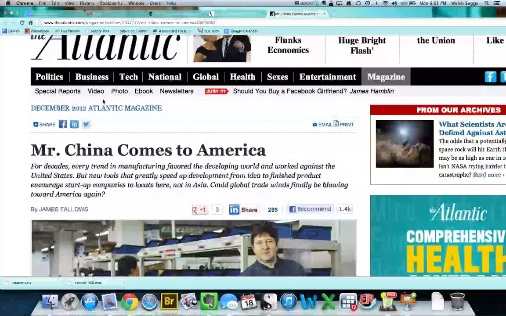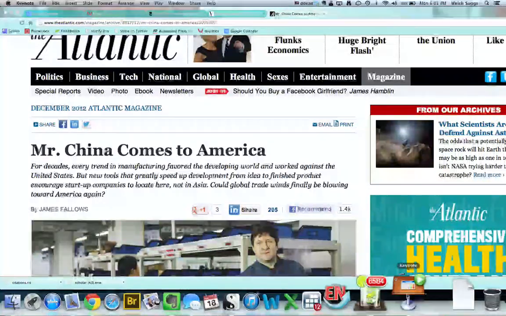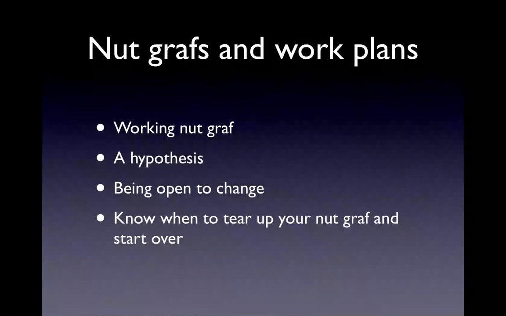Not every story you're going to read has a nut graph, but your best stories are going to have some quick précis that grabs you and sells you on a story, that makes you decide whether this is something you want to keep reading or not.